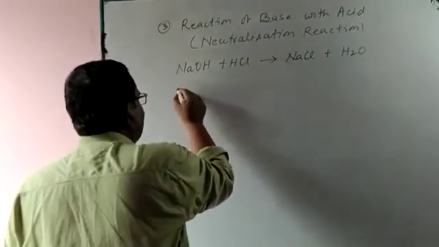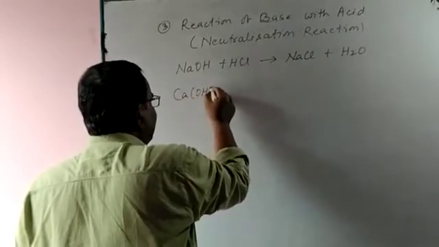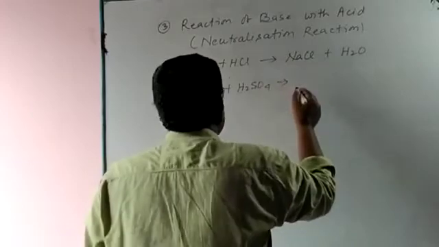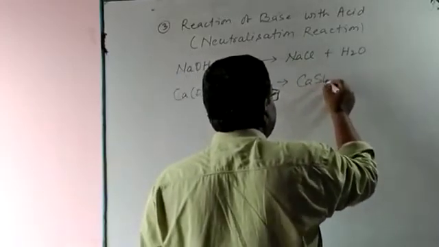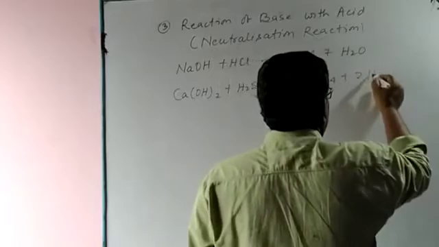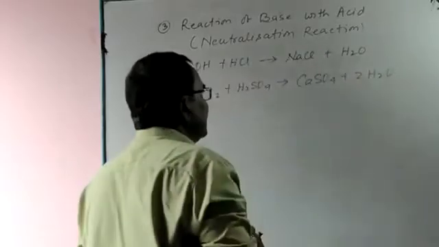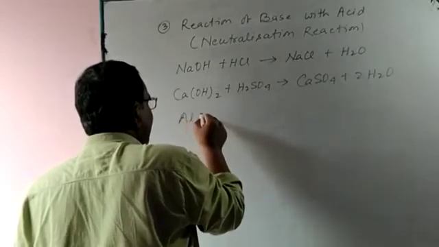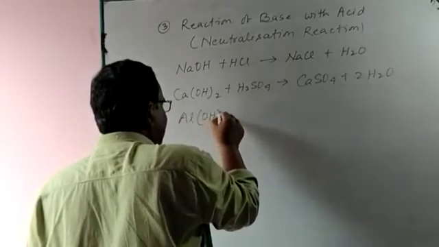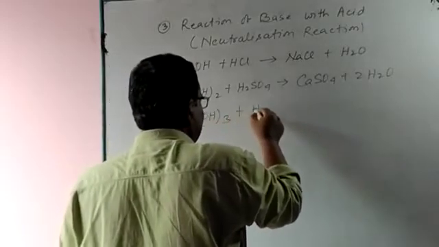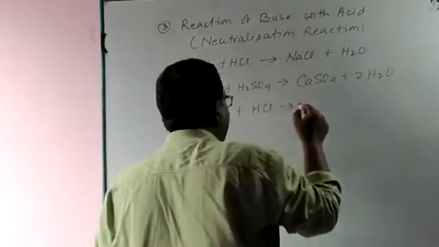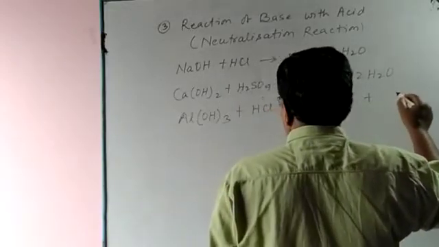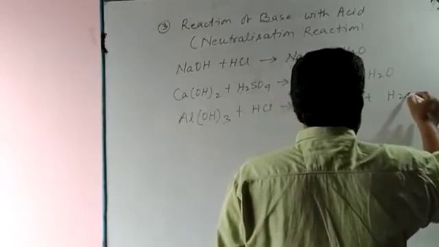Next example, calcium hydroxide plus H2SO4 gives calcium sulfate plus water. Next example, aluminium hydroxide plus HCl forms aluminium chloride plus H2O.